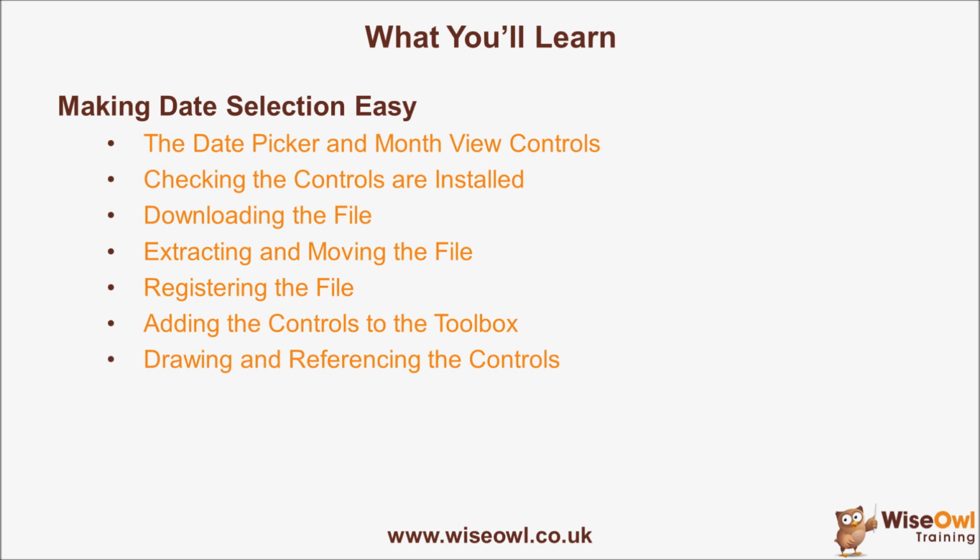So I'm going to explain first of all what the date picker and month view controls are and what they look like, and you'll immediately see how much more useful they can be compared to a text box. Then we're going to check that you've actually got these controls installed because they're not actually a part of Excel by default. If you haven't got the controls installed, we're going to explain how you can download the file, how you can extract and move it to the correct location, how you can register the file with Windows, and then how you can add these extra controls into the form controls toolbox.